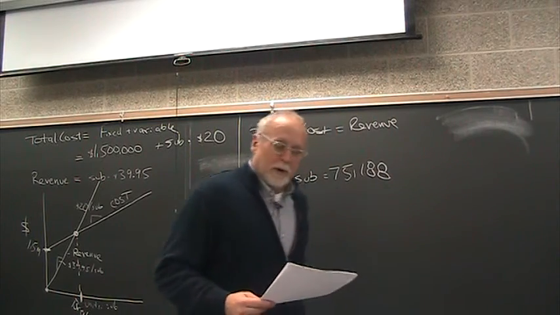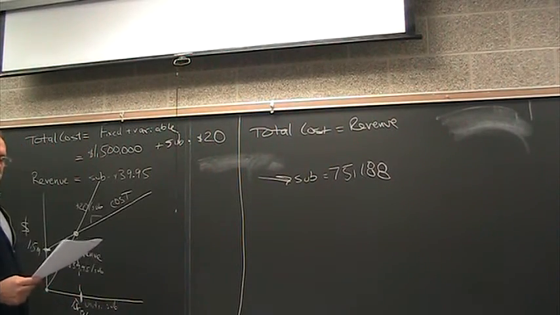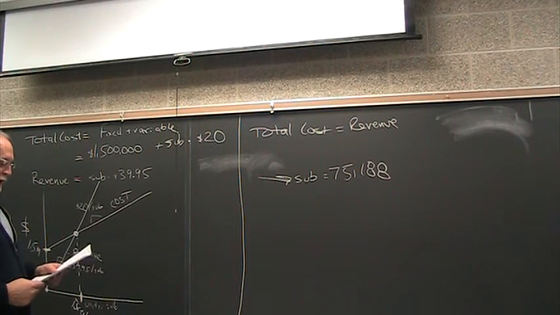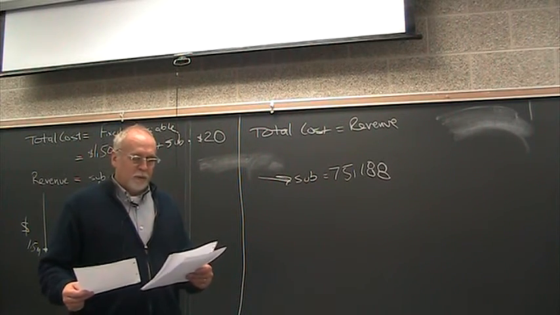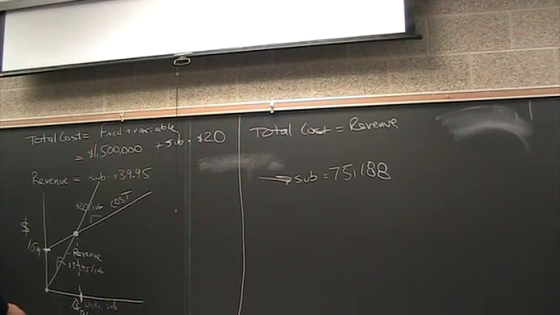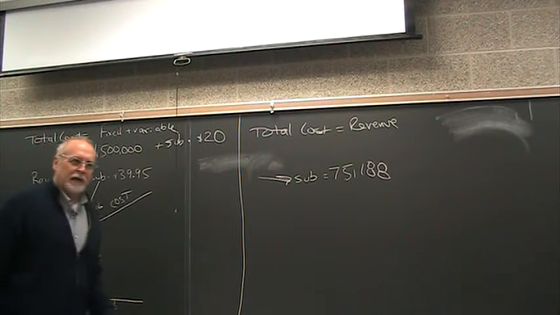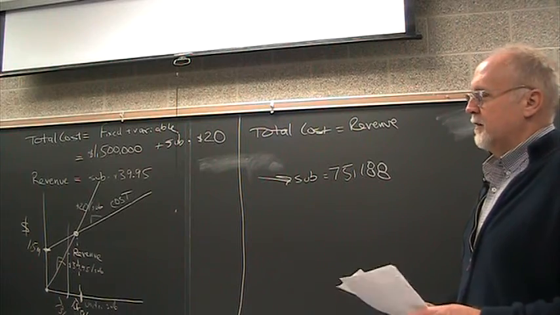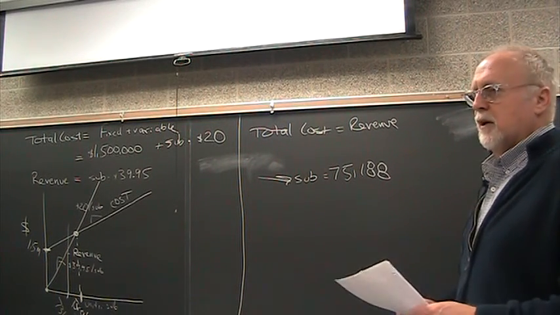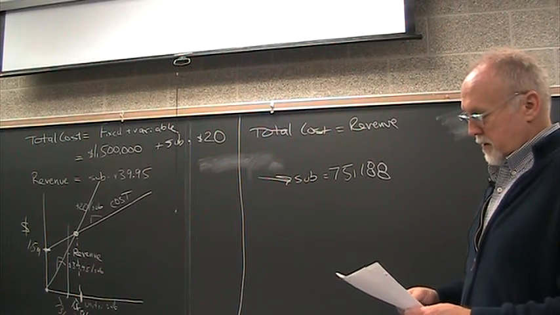But anyway, if I want to make money, I need to have more subscribers than that. And then part B says the company currently has 73,000 subscribers. Are they making money? This is 75,188, this is 75,000 subscribers. They have 73,000. Are they making money? No. Now, if they're the government, they can just raise the price and get more money. But if they're a business, if they raise the price, someone's going to say, oh, I'm going to go to Sprint or AT&T or somebody.